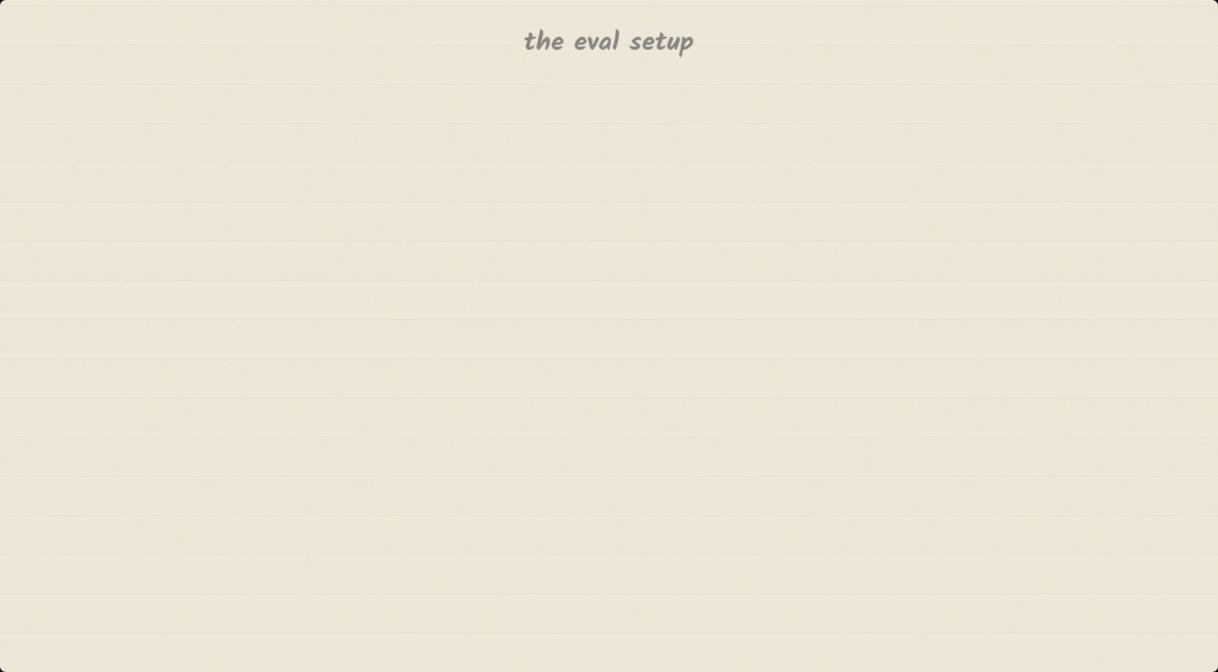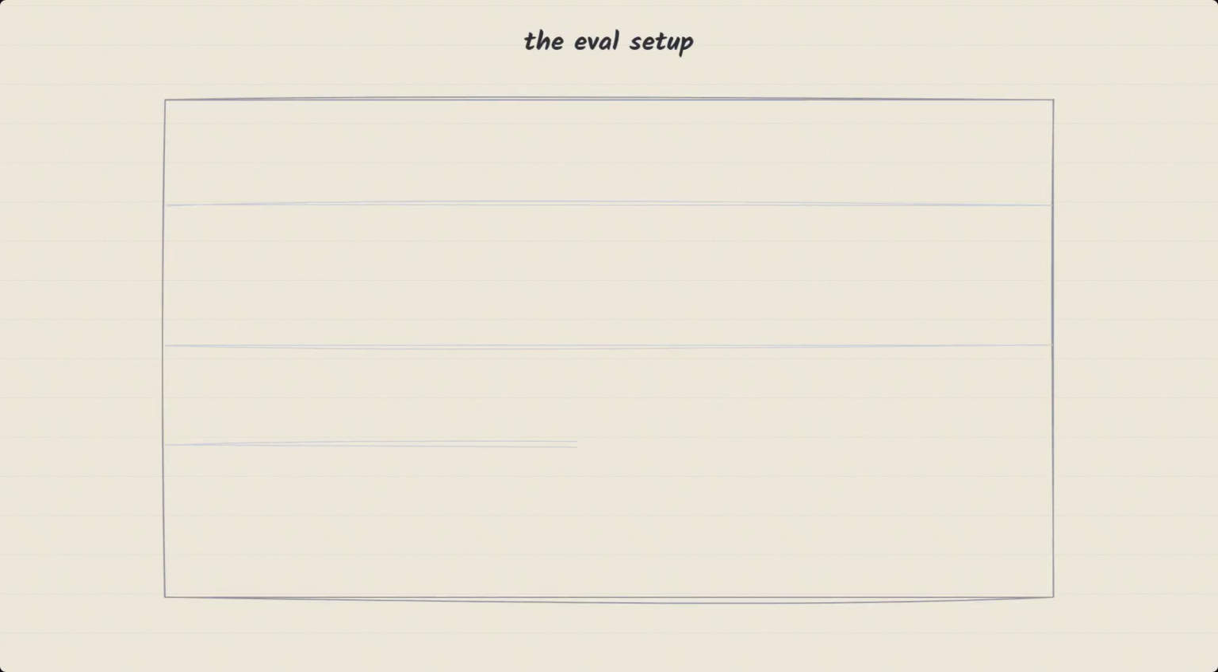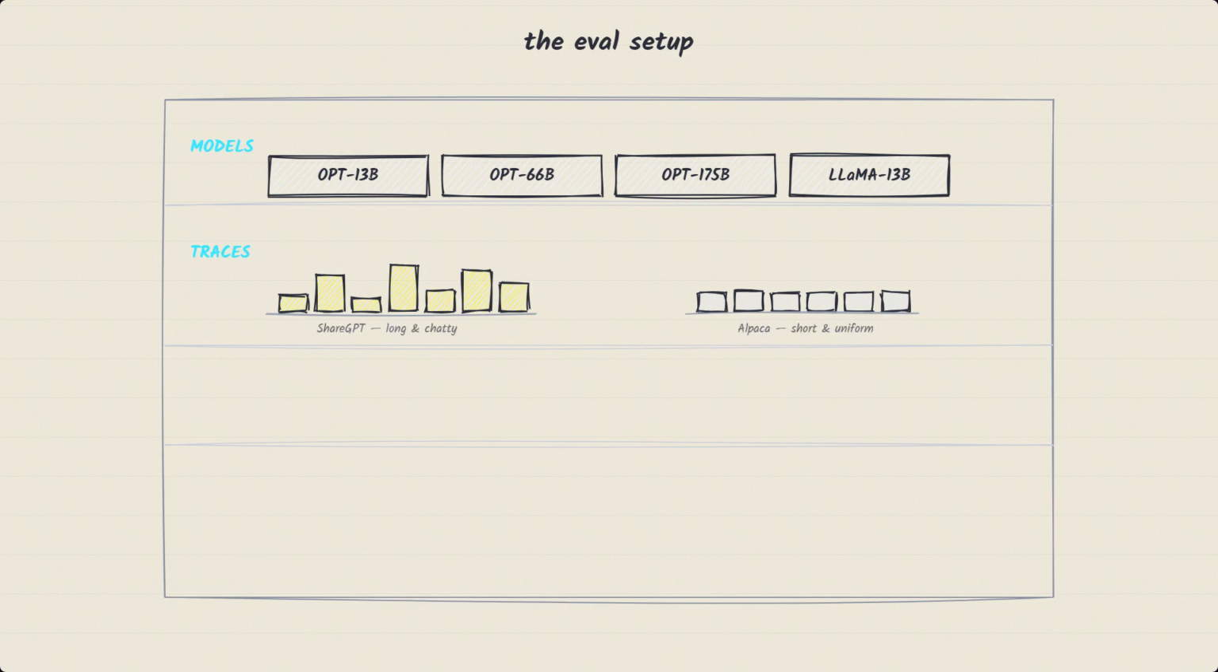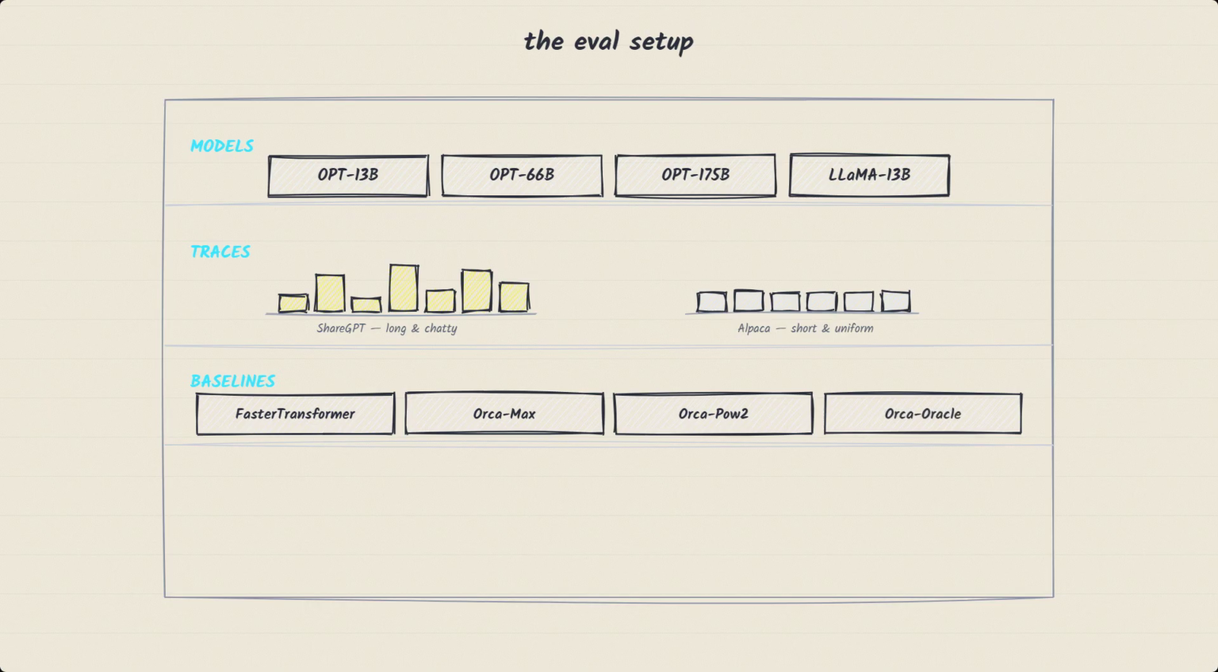To the numbers. They evaluate OPT at 13, 66, and 175 billion parameters, plus Llama 13B, on real request traces: ShareGPT, which has long, chatty, variable conversations, and Alpaca, which is short and uniform. The baselines are the strongest systems of the day, FasterTransformer and Orca in 3 flavors, including an Oracle version that magically knows each output's length in advance, so it can reserve perfectly. The metric is normalized latency versus request rate. Essentially, how hard can you push the system before per token latency blows up?